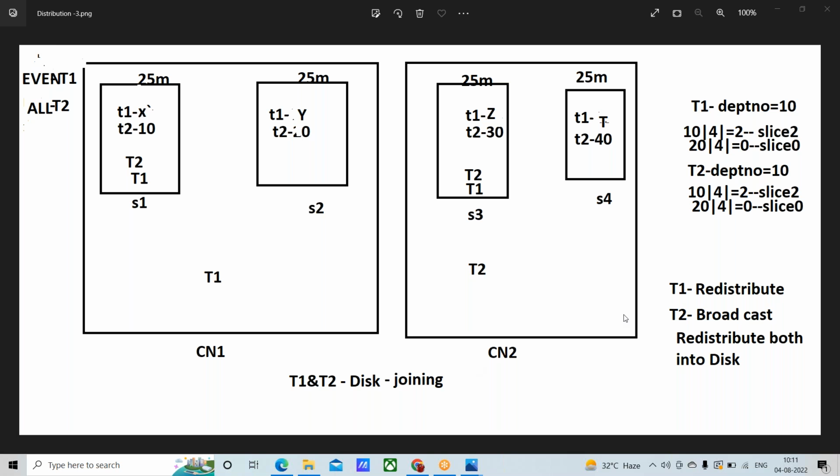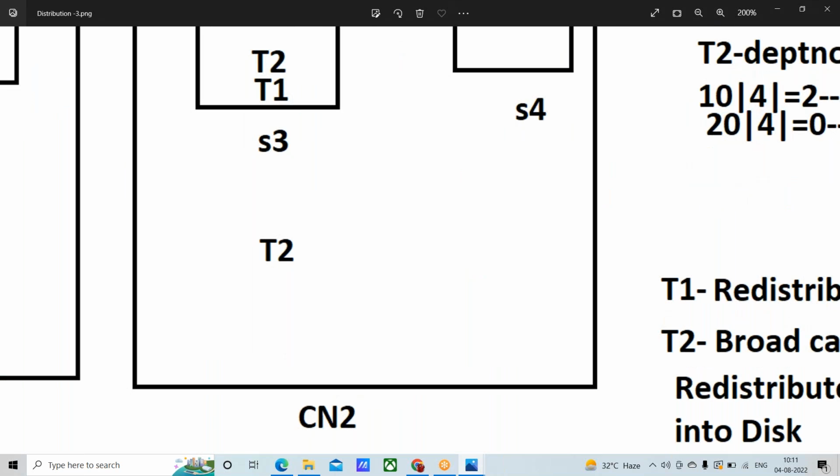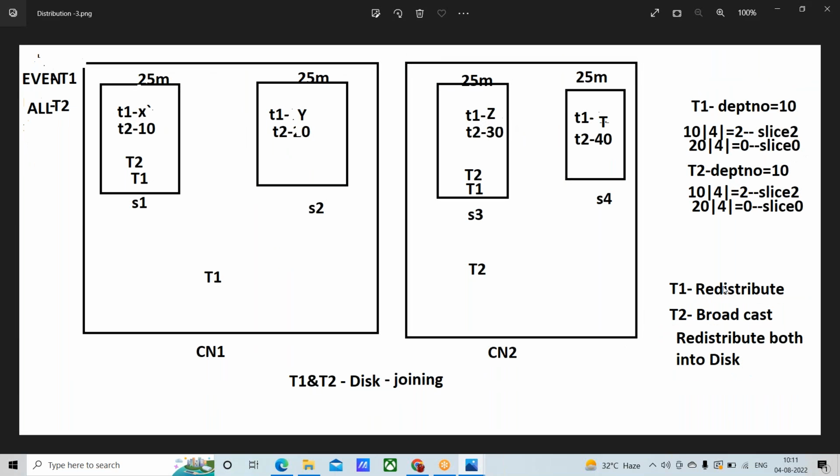So here two things can happen. T1, meaning table 1, the customer table, can be redistributed based on the joining column. Or if that customer table is also too big, they both can be brought to disk. Why are we moving data like this? Why, you understand, customer table and order table? Order is already distributed based on order number, but customer is not distributed based on order number. So you have to redistribute the customer table again based on order number.